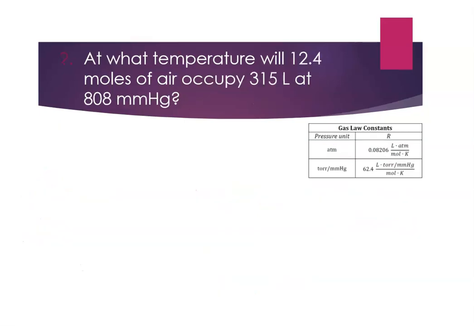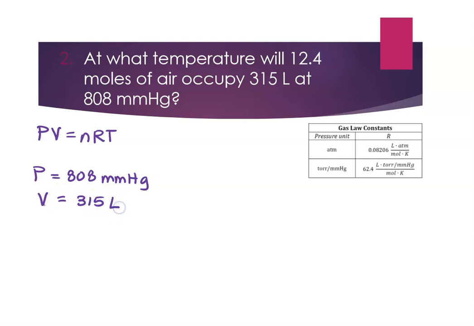Let's do another. At what temperature will 12.4 moles of air occupy 315 liters at 808 millimeters of mercury? So again, here there's no mention of molar mass or density, so we're just going to use our standard PV equals nRT. All right, and then P is going to be 808 mmHg. V is 315. N is 12.4. T is what I am solving for.